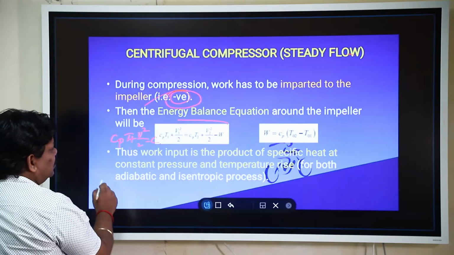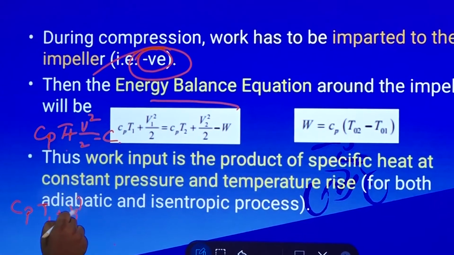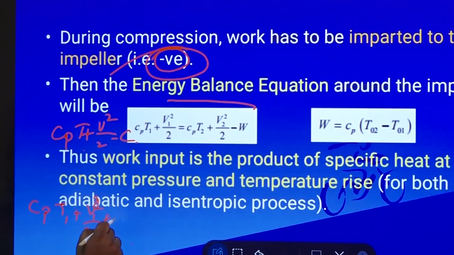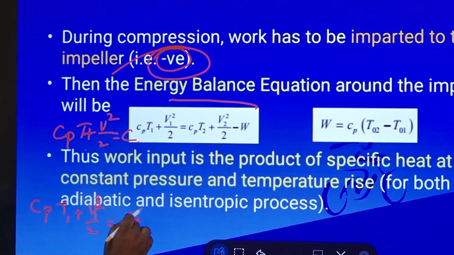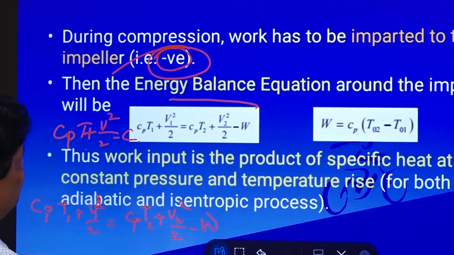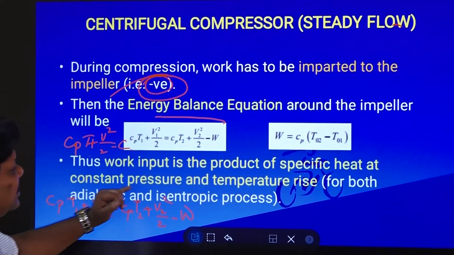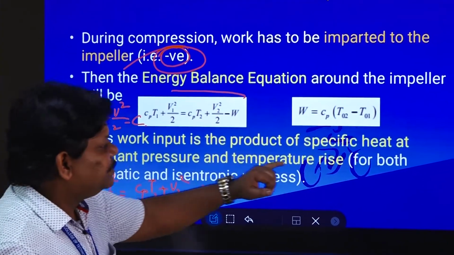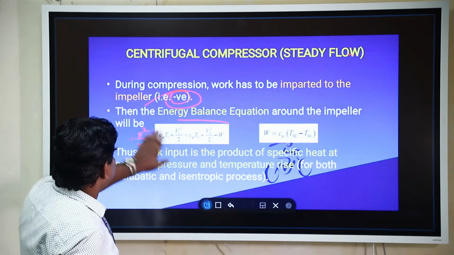So Q is 0 and here Cp into T1 plus V1 square by 2 plus Q is 0 will be equal to the same for outlet conditions, Cp into T2 plus V2 square by 2, and the work done is negative here, W. So the work input is the product of specific heat at constant pressure and the temperature rise, for both this adiabatic as well as the isentropic process.